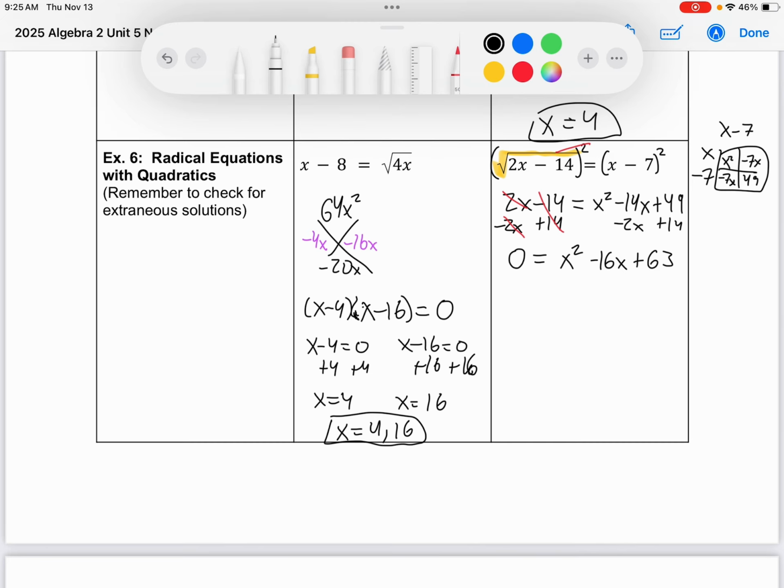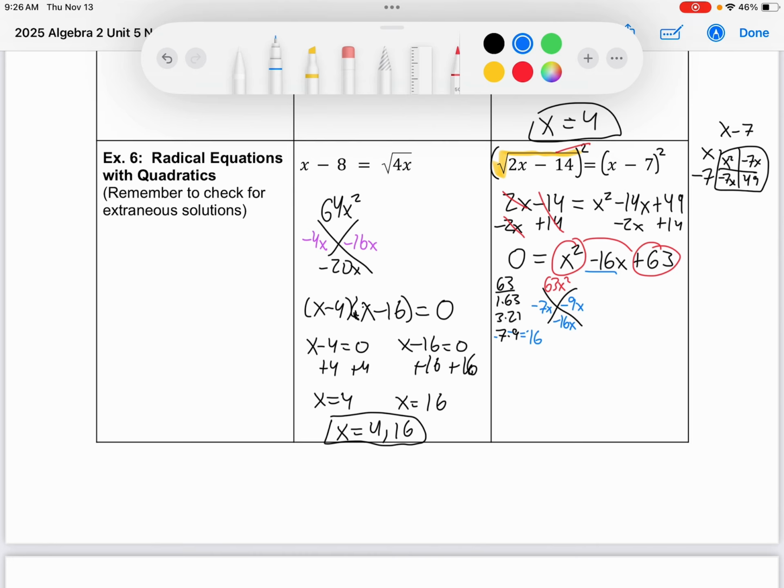We can try to factor. So we have x squared and 63 as our first and last terms, so we're looking for numbers that multiply to 63. We then need numbers that would add to negative 16. Numbers that multiply to 63 would be 1 and 63, 3 and 21, or 7 and 9. If I want negative 16, I know that 7 and 9 add to 16, so if I make them negative, they would add to negative 16. Negative 7x and negative 9x are the factors that I need.